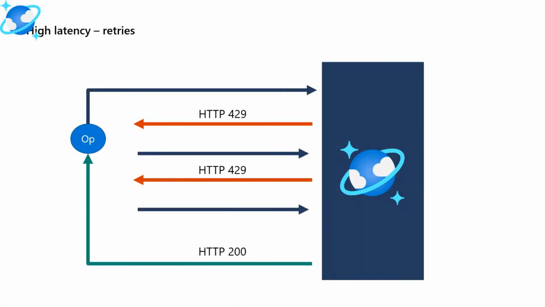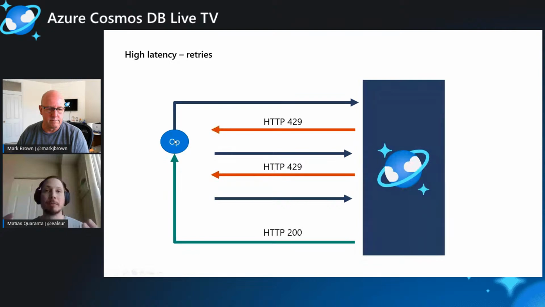Now, the other most common case of high latency is retries. Let's assume that I'm performing an operation. I'm calling the SDK and saying, create item. So the SDK will perform that request on the Cosmos DB service. Now, sometimes there might be some error cases or error codes that the service might return to the SDK. For example, the known 429, which means you are going over the provisioned RU or the provisioned throughput.